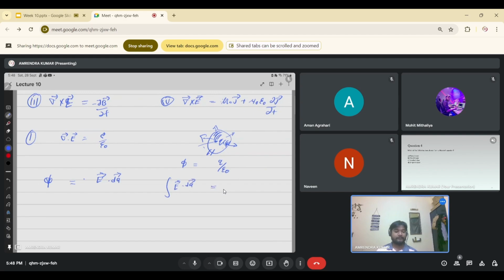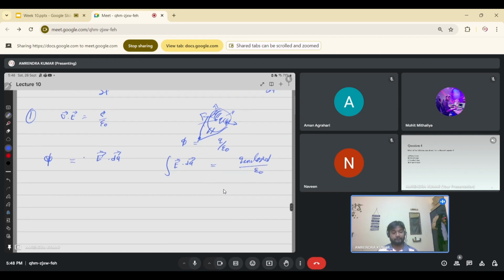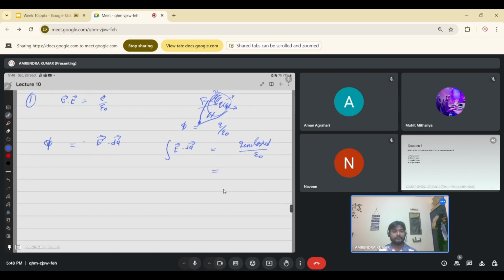They were saying that how much charge this surface encloses will be equal to this enclosed charge, so this will be Q enclosed over epsilon naught. In the volume it had some density, and then you integrate it out with dV, and it will give you the Q upon epsilon naught.